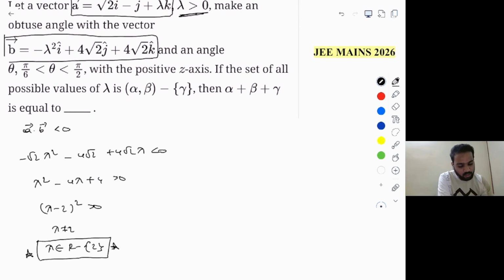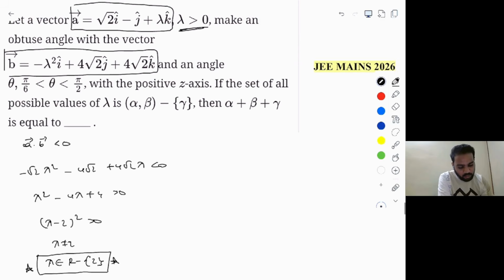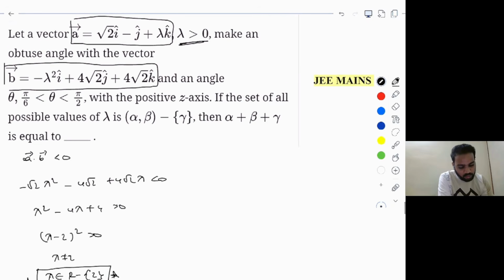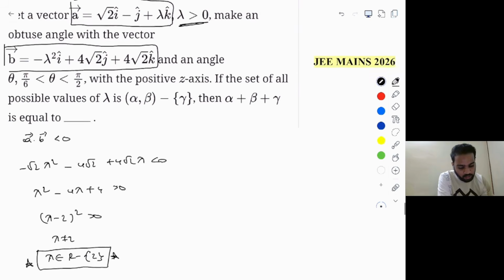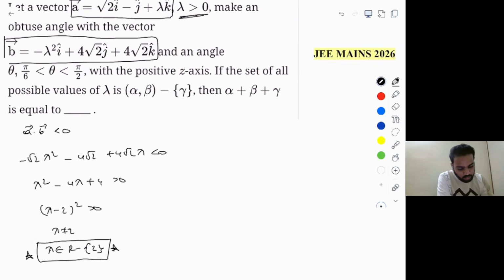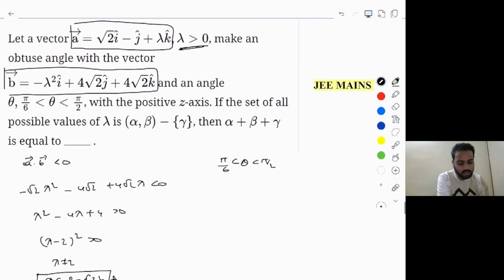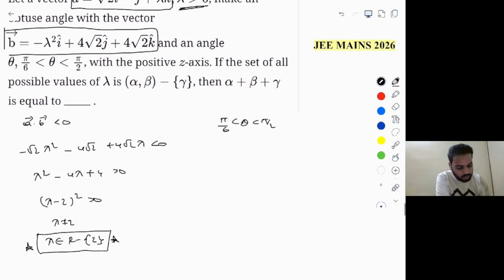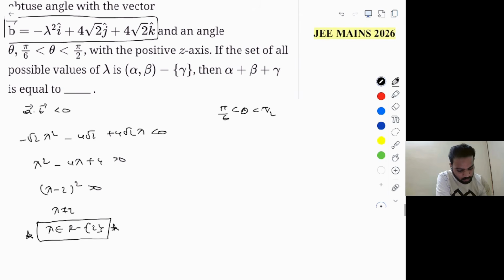Let's take the next part of the question here. The vector a bar makes an angle theta, where theta belongs to pi by 6 to pi by 2, with the positive z axis. So they are saying that the vector a bar is making an angle theta with the z axis. But what is the z axis actually? Nothing but k cap, right?